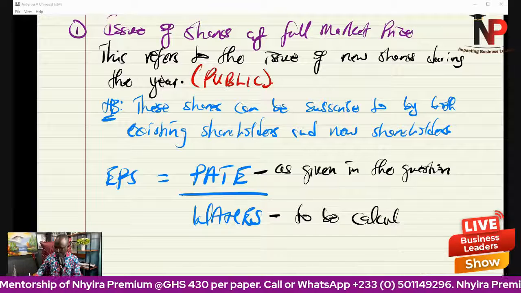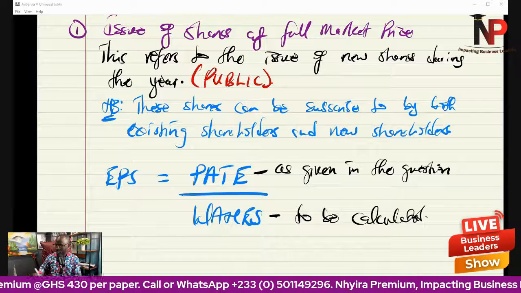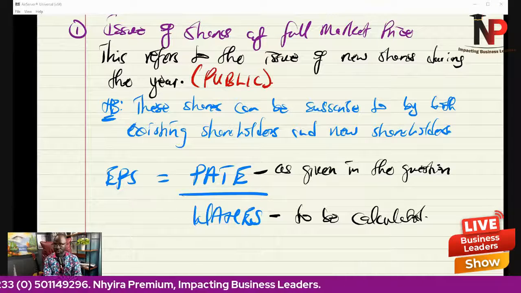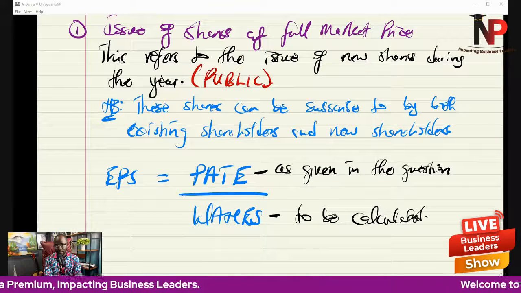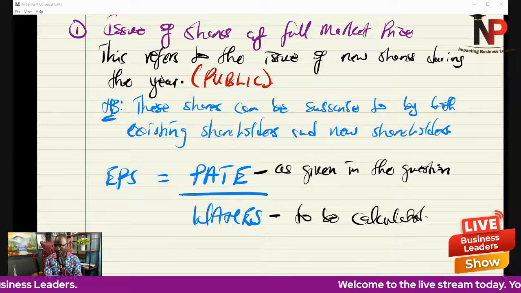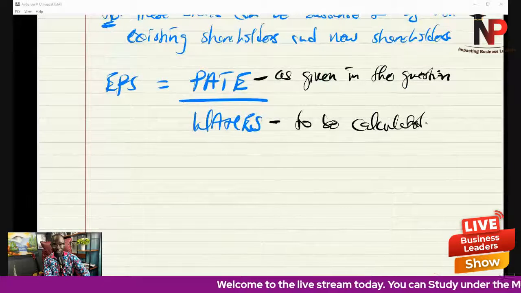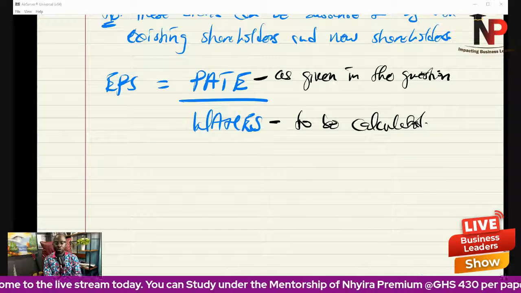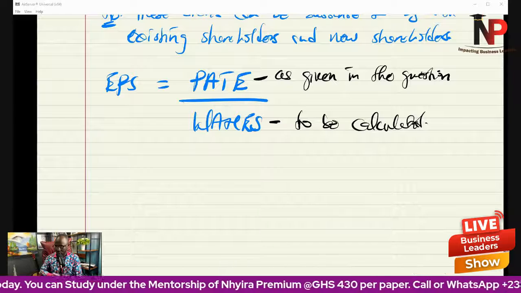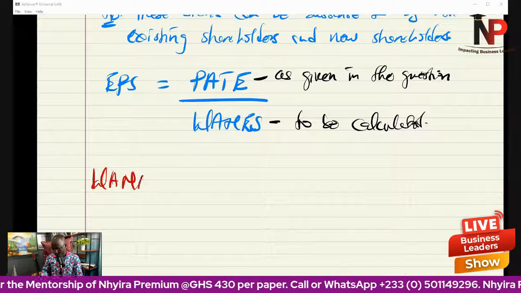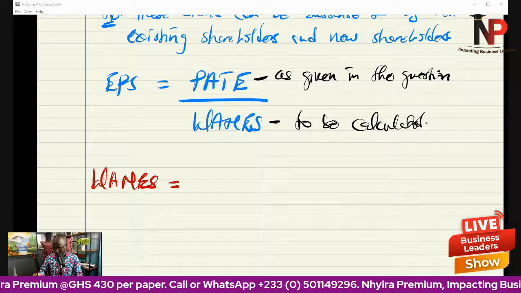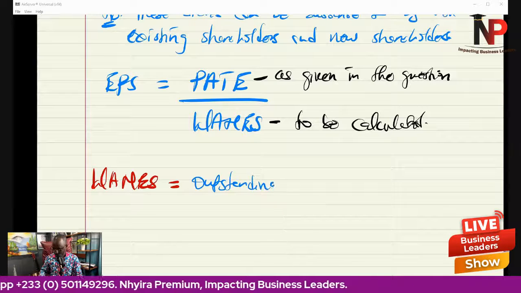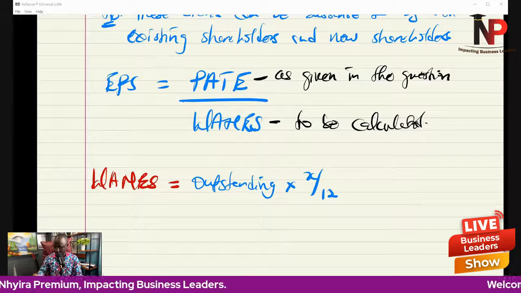The weighted average number of equity shares must be calculated by the entity, as we are doing the workings. So how do we go about that? Very important. It means that our weighted average number of equity shares will be equal to the outstanding shares multiplied by x over 12. I'm going to explain that to you, don't worry.